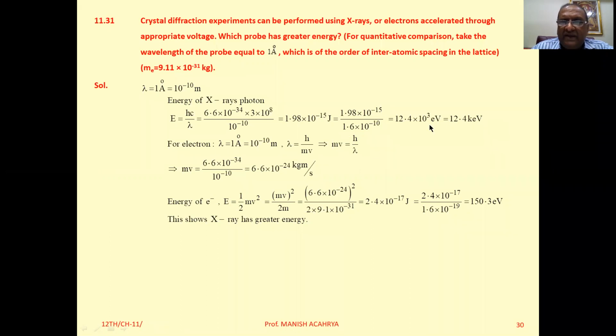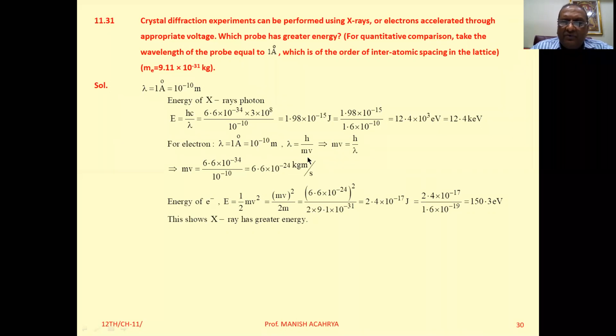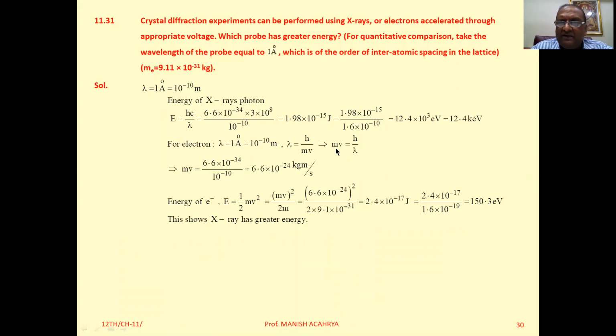So you will get energy in terms of electron volt. Then for electron, if we take the lambda as 10 raised to minus 10 meter, then lambda is h upon mv. So we can write mv equals h upon lambda, or simply p is h upon lambda. Okay. Now energy of electron, that is p square by 2m. So from this equation, mv that is h upon lambda means p that is h upon lambda.